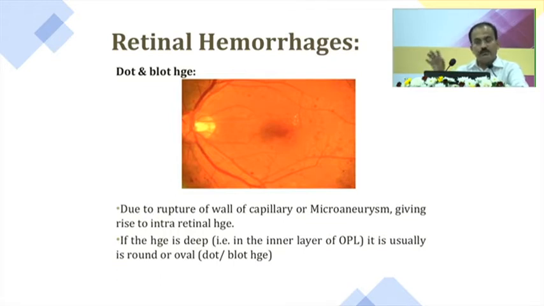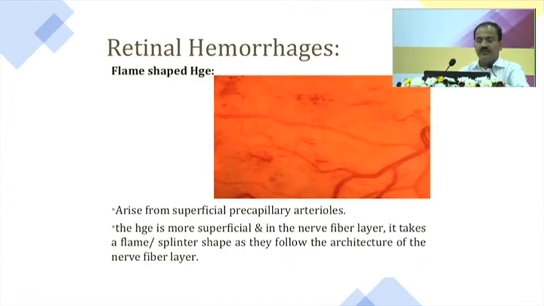And these are in the deeper tissues, therefore they tend to stagnate like tiny dots or blots. But if it is more superficial, toward the inner surface of the retina, you can see flame-shaped hemorrhages, and these arise from the superficial capillary arterioles. They also rupture and bleed, but because they are more superficial in the nerve fiber layer, the blood tends to arrange or flow in the direction of the nerve fiber layers. That is why you see elongated or flame-shaped hemorrhages.